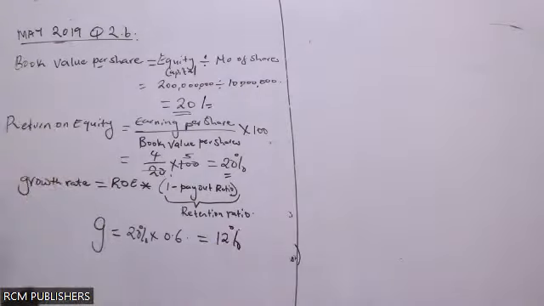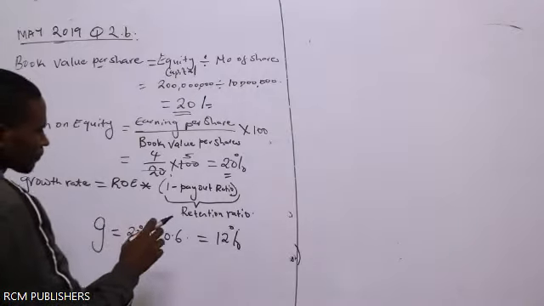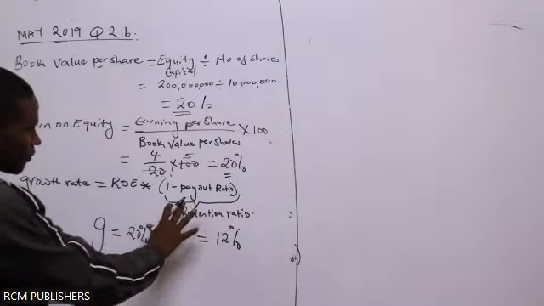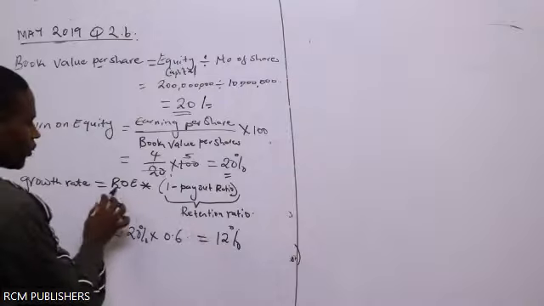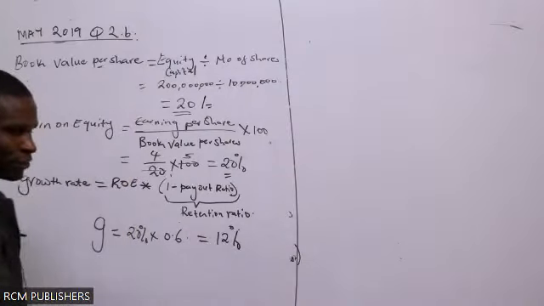Now, I want you people to tell me, are we together up to this point? Anytime you are given payout ratio, you have to find the retention ratio, then you multiply by your return on equity to get the growth rate.